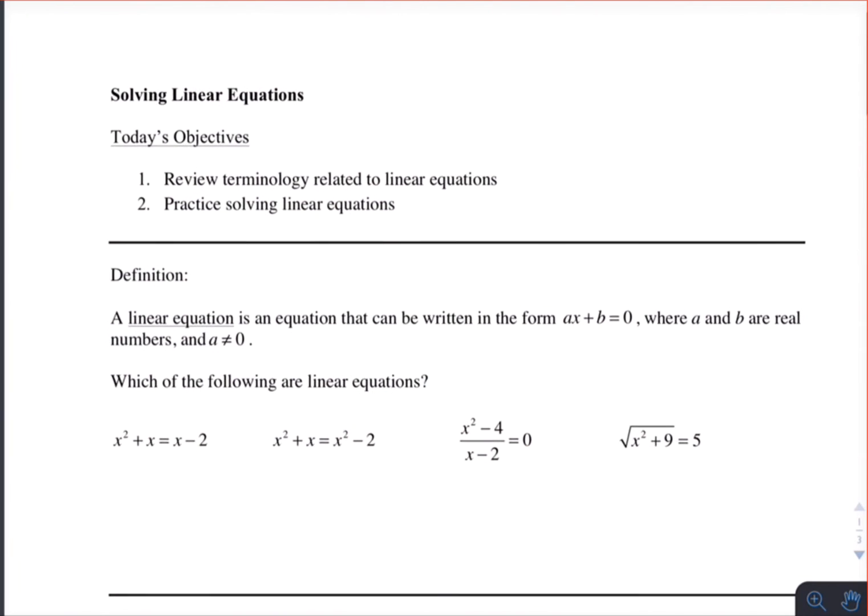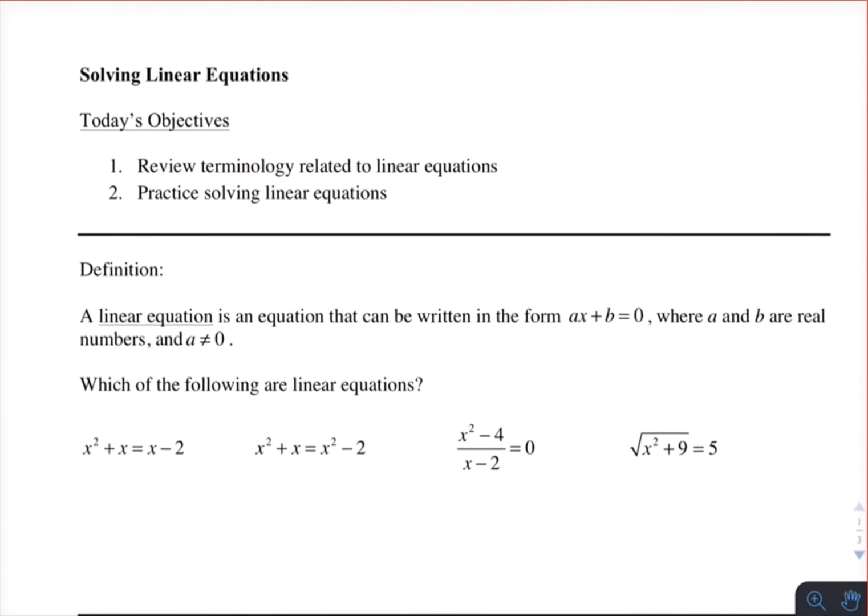You can see here that it's an equation of the form ax plus b equals 0. A and b have to be real numbers, and a can't be 0 because then you lose the x term, and you just have a constant sort of function there. So we're going to look at 4 examples and decide which of these are linear equations and which of these fit the definition.